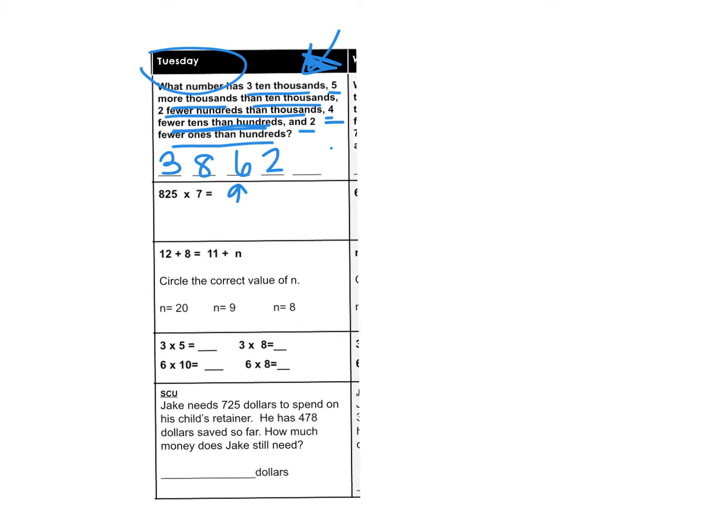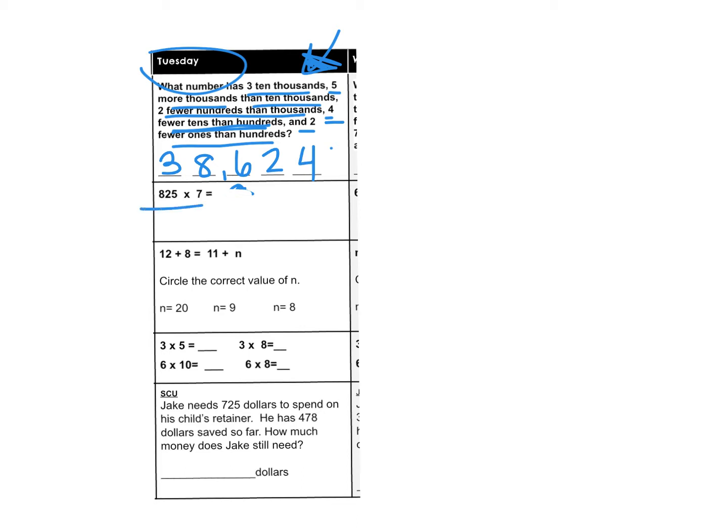And 2 fewer ones than hundreds. So there's 6 hundreds, so 2 less would be 4. So your number should be 38,624. I bet by the end of the week you'll feel much, much more confident.